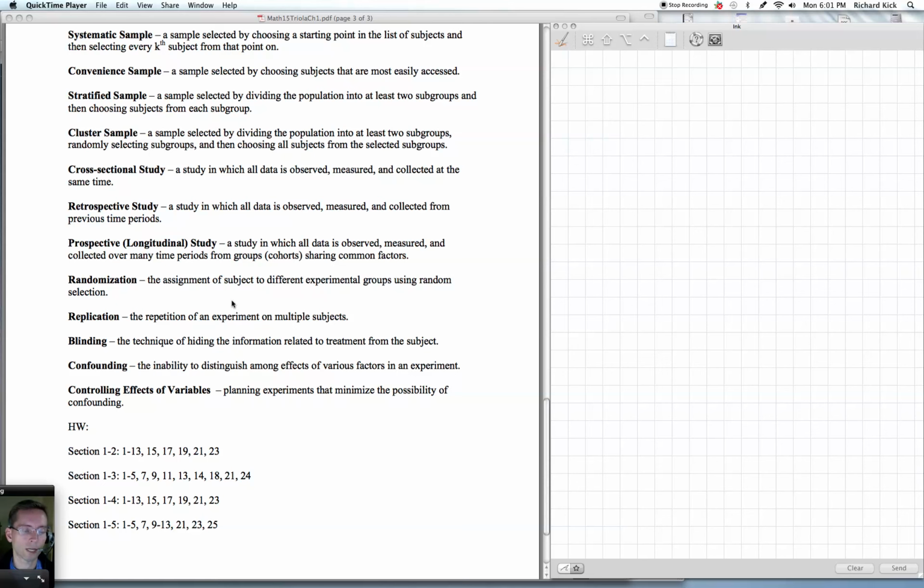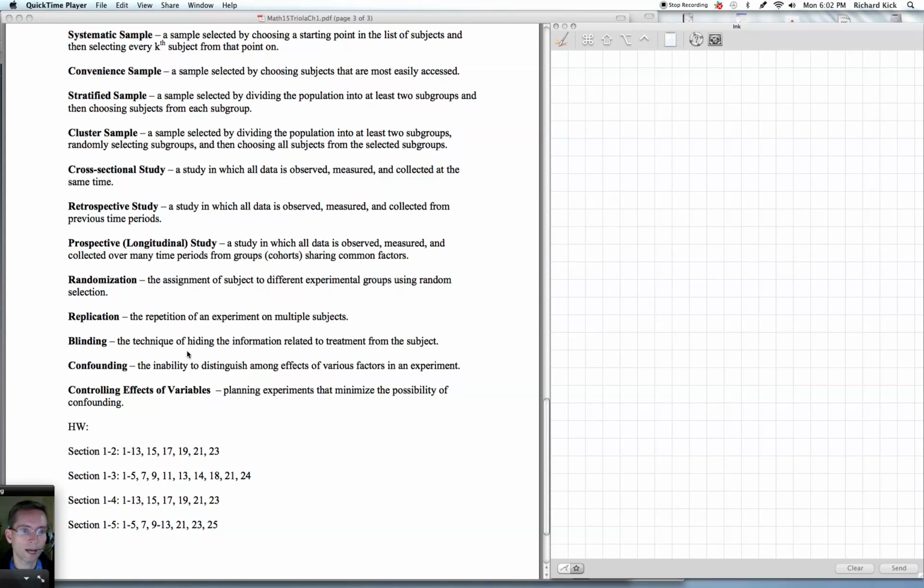Randomization is the assignment of subjects to different experimental groups using random selection. So I can assign you to a group, but I'm going to randomly select you before I put you into the group, rather than with some bias try to put you into groups. Replication is the repetition of an experiment. If you're doing experiments, it is often necessary, especially in scientific institutions, to verify that you can replicate your experiment. If it can't be replicated, it makes it less likely that people would respect the results.